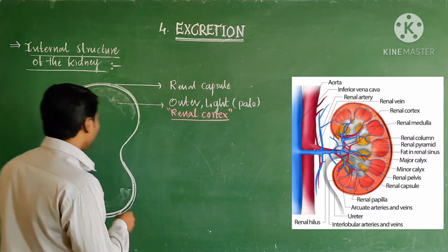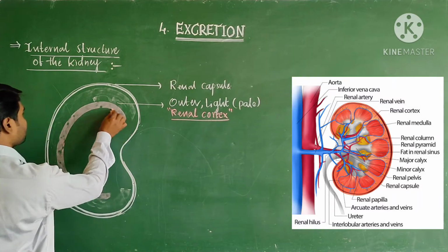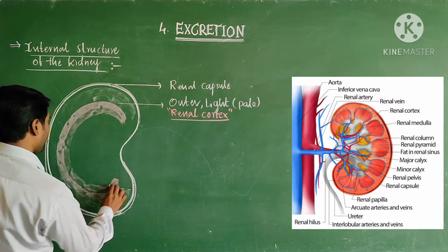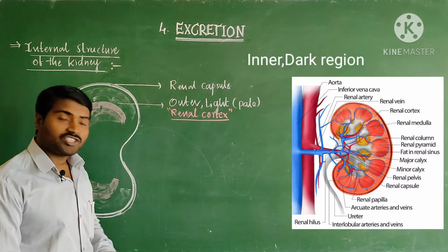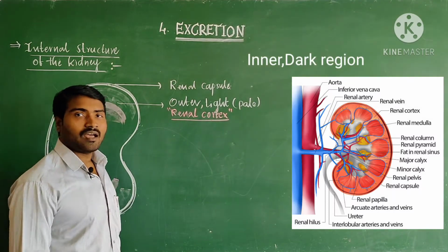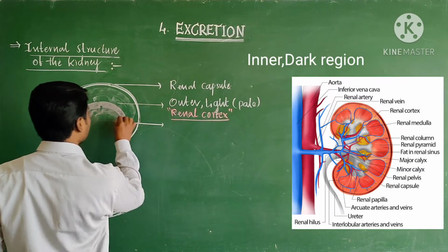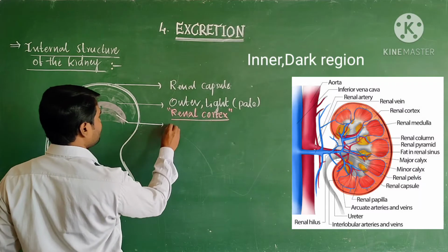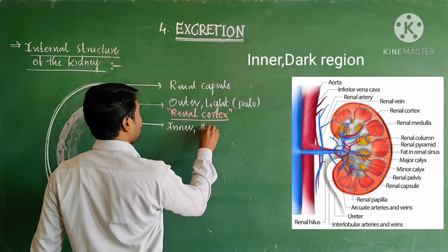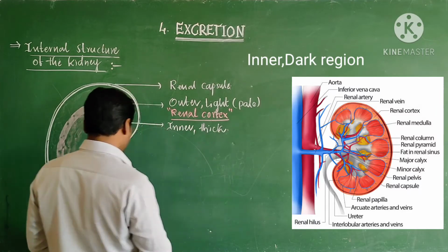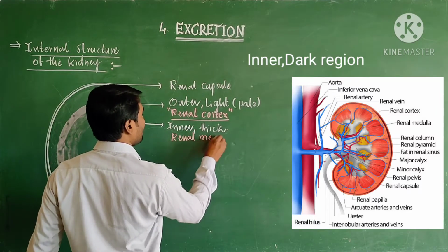When we come to the inner region, this region is dark and thick. This thick portion is known as the renal medulla. The inner and thick region is known as the renal medulla.